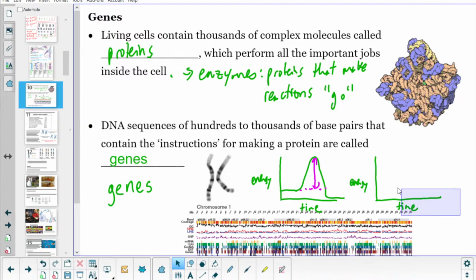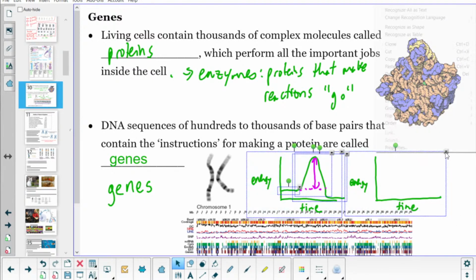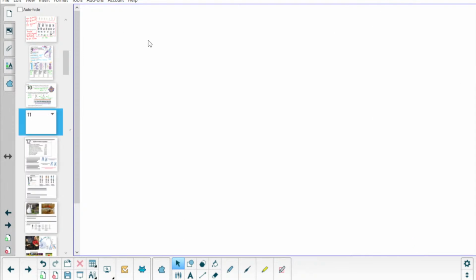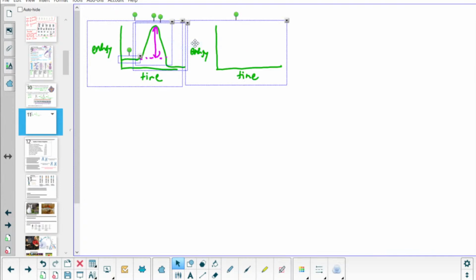I also realized if I'm going to do it here, you can write small, but I might as well take up a whole new page. There we go.